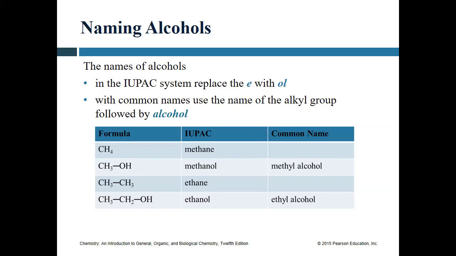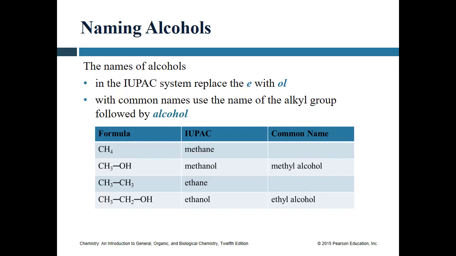So kind of case examples here. CH4, that was methane. If I replace one of those hydrogens with a hydroxyl group, it goes from methane to methanol. All I did was take off the E, substitute in the OL to signify that hydroxyl group being added. Here I've got ethane, CH3CH3. If I replace one of those hydrogens with a hydroxyl, now I've got ethanol. Again, all I did was take off that E and throw in the OL as well.